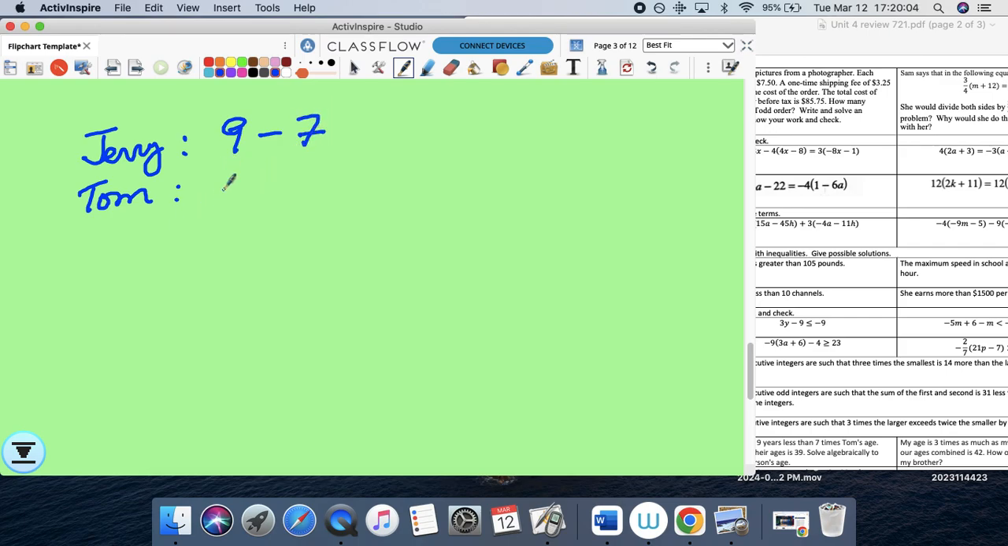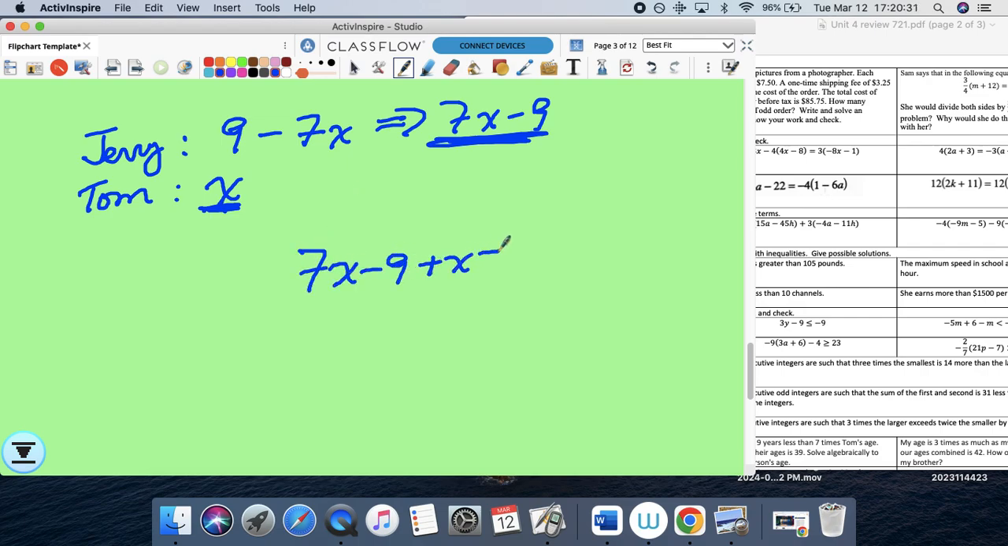Do we know anything about Tom? No, so he's going to be x. But notice that Jerry will change to 7x minus 9. So this is what we want to use. And Tom's equals x. Now that you identify Jerry and Tom, we're going to use the next sentence because it says the sum of their ages is 39. Let's use that to find their ages. So the sum, here's Jerry, plus Tom equals 39.